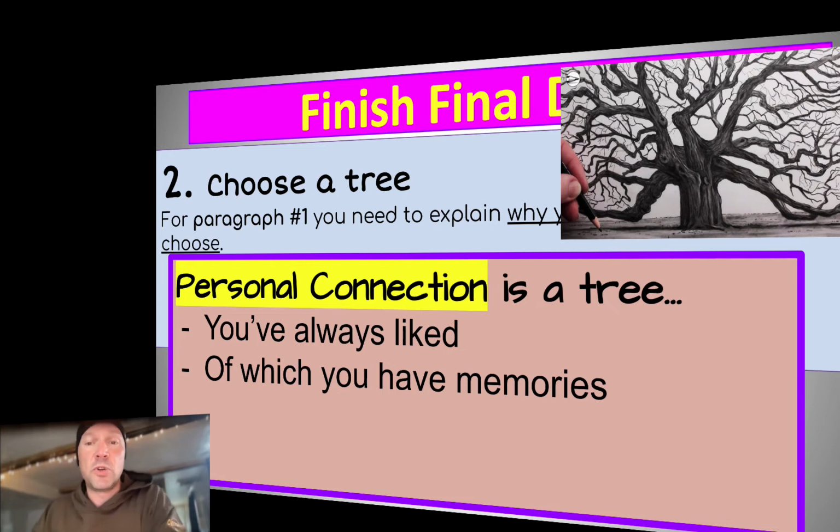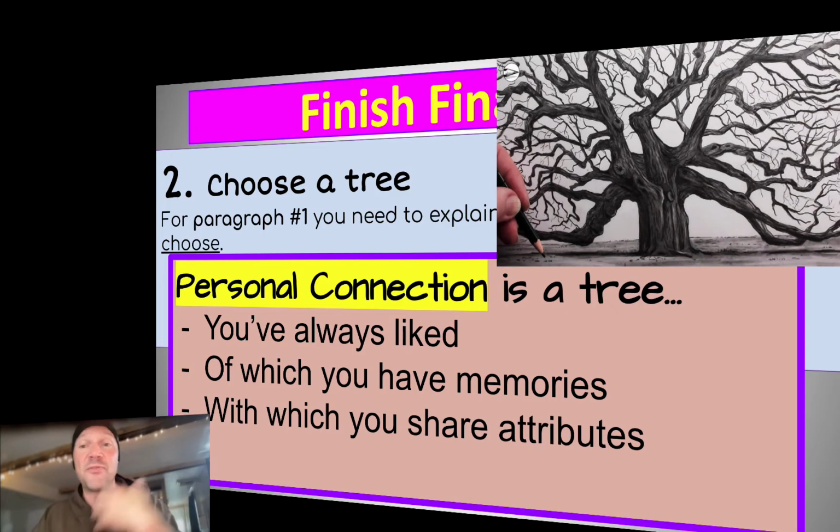It's a tree of which you have memories. Some people grew up around trees, or would visit somebody's house who had a tree they would climb, or there's a tree next door to you that you look out at the window. There's a tree you pass on the way to school every single day. There's some kind of connection you have with a specific tree that you can write about.